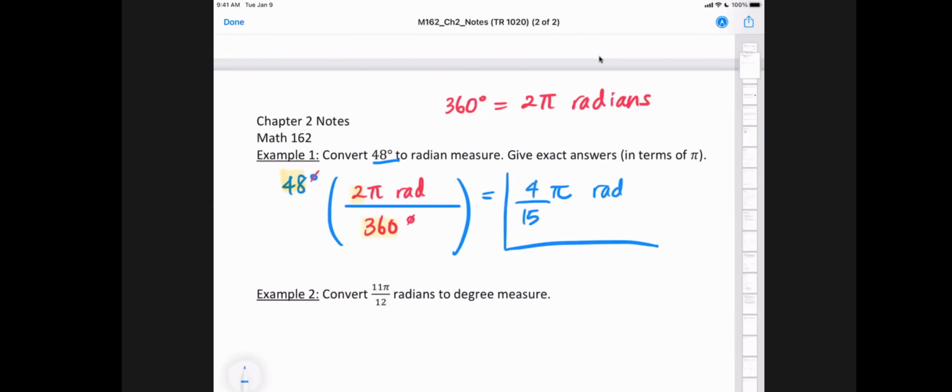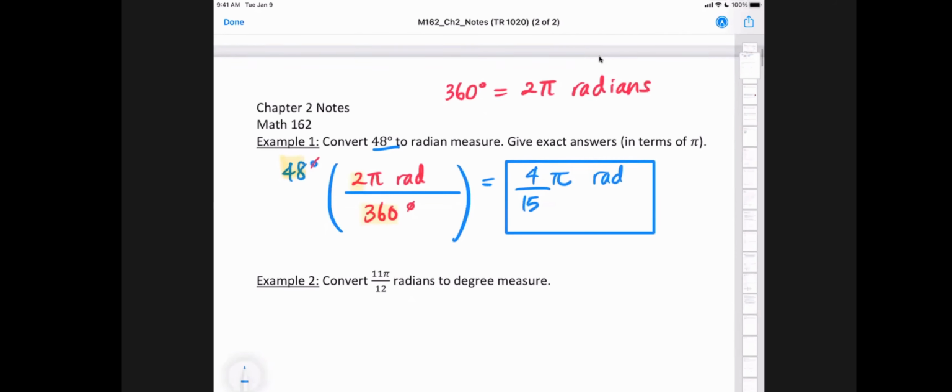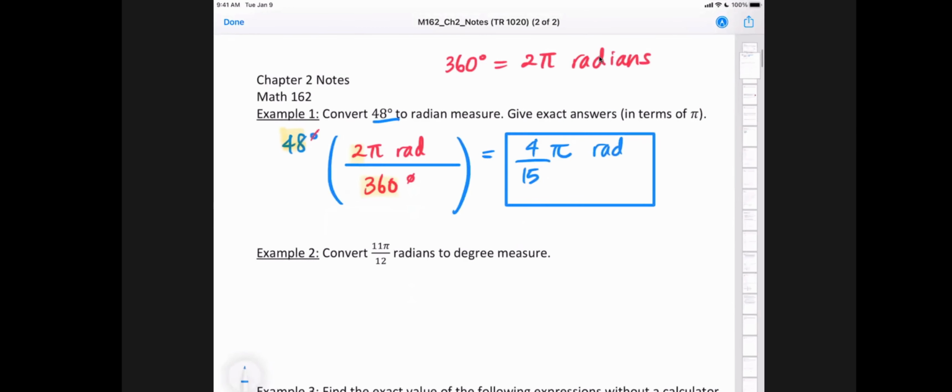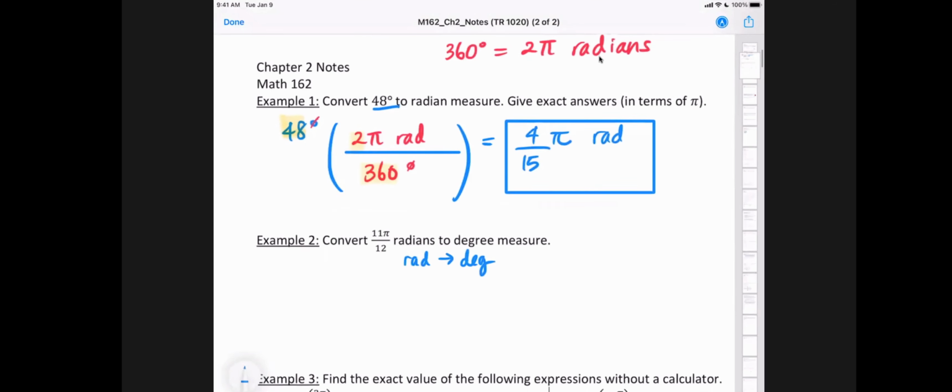And that's in radian measure. All right, and example 2, we're going to convert from radians, 11 pi over 12 radians, to degree measure. So let's start off with what we have. We have 11 pi over 12 radians.